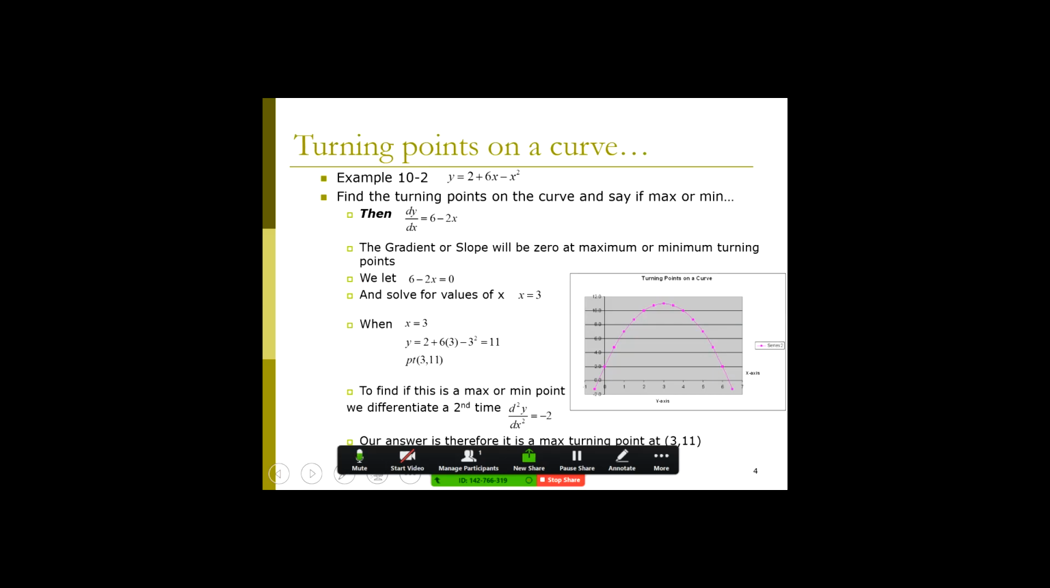Here is that formula plotted, and you can see the turning point at x equals 3. So there's your turning point. And you can also see that it's a maximum turning point. So let's think of a real world example now.